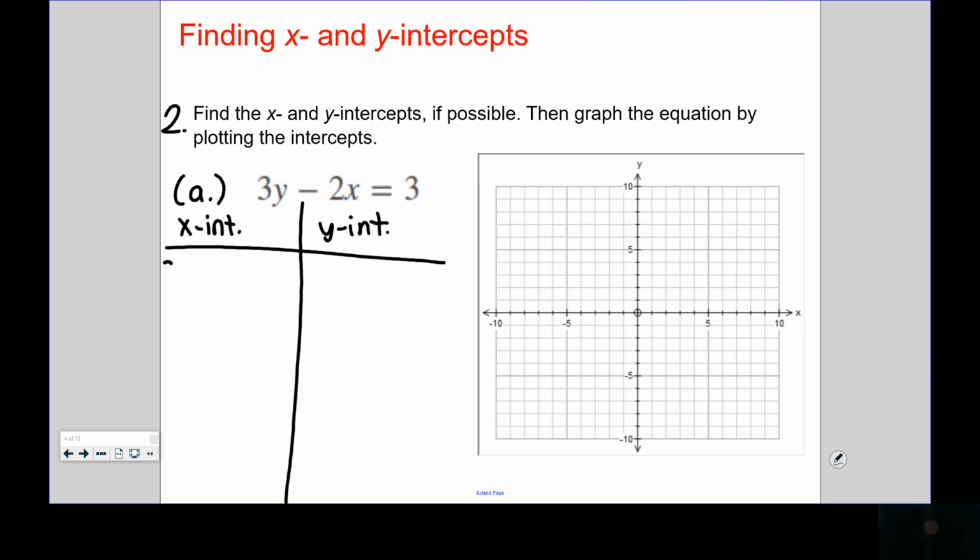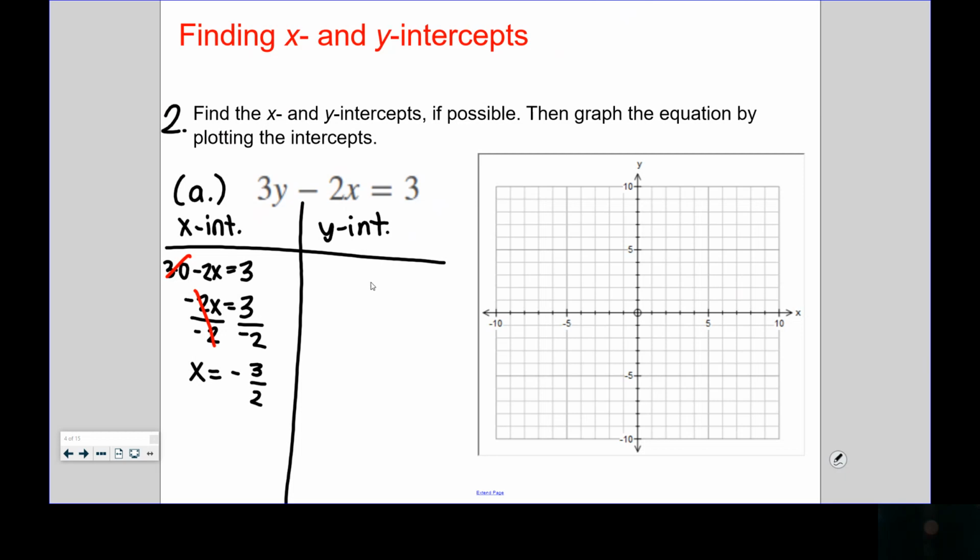So y becomes 0, so that's 3 times 0 minus 2x equals 3. 3 times 0, that's just 0, so that goes away. So you're left with negative 2x equals 3. How do we get x by itself? Divide by negative 2, very good. All right, so we're left with x equals negative 3 over 2.